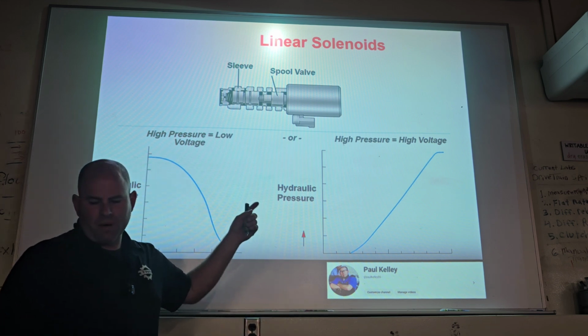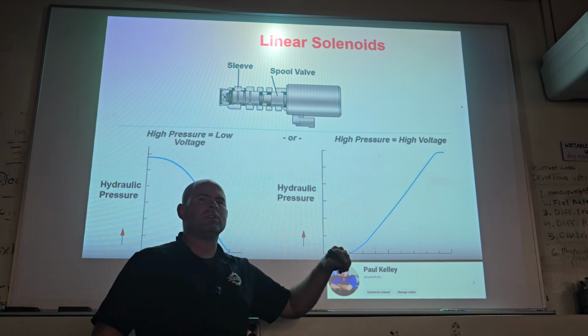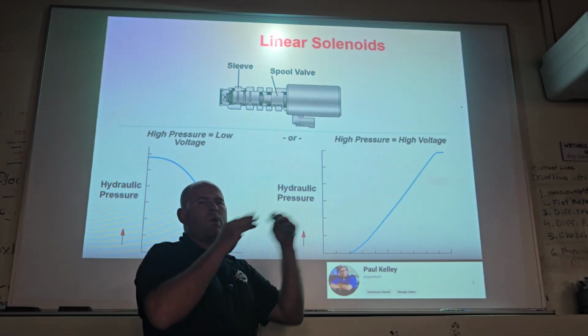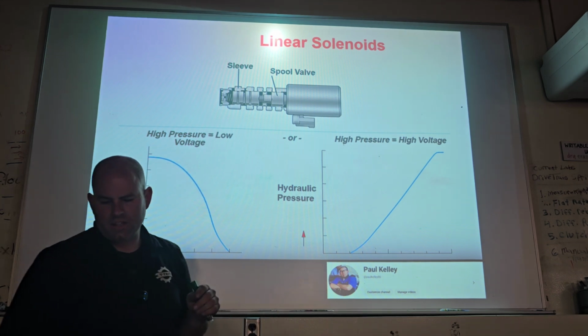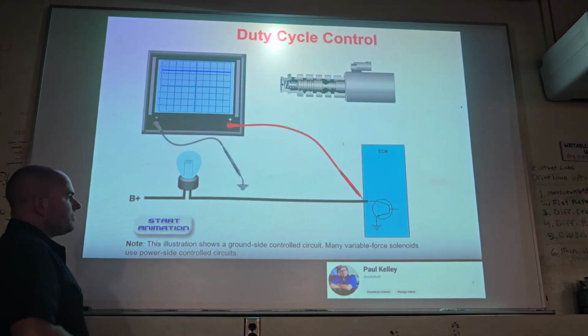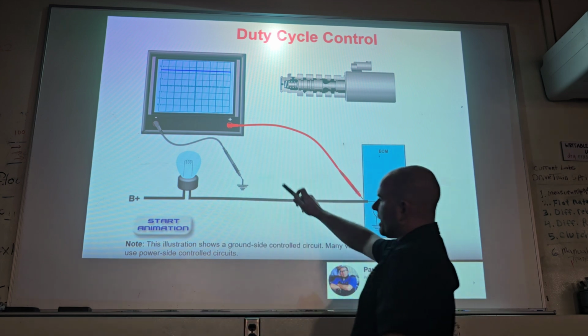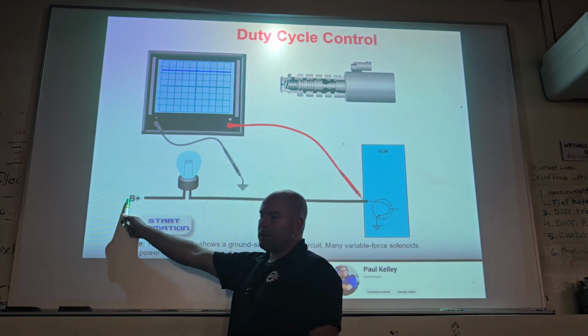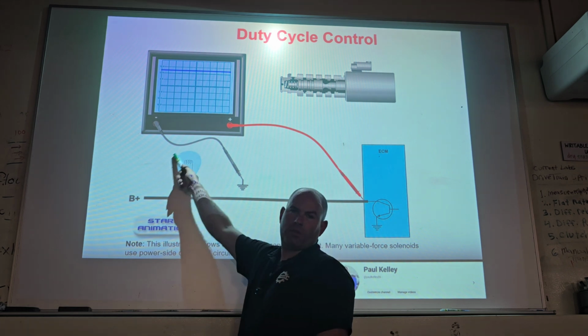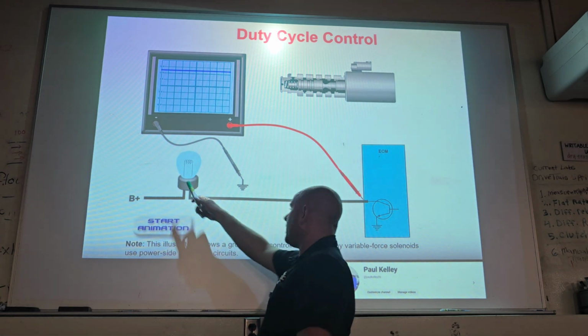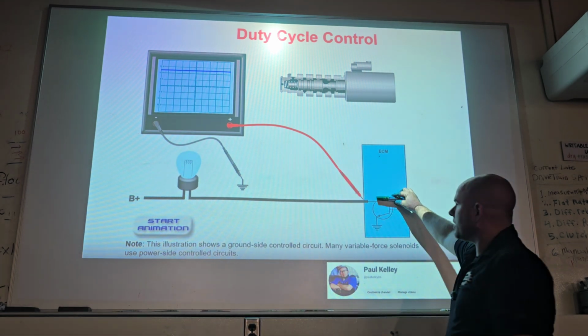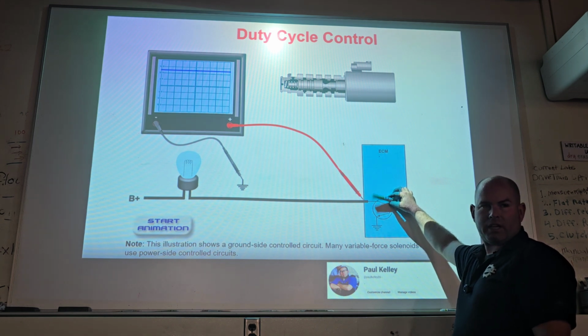The other thing to remember about these: with the on-off solenoids, that's 12 volts and ground or not. Make sense? With these, we duty cycle them. So if you look at what the transistor does, the battery plus goes to the solenoid. This is going to be the solenoid. It has power all the time. And then this transistor in the ECM is going to actually duty cycle it, right?